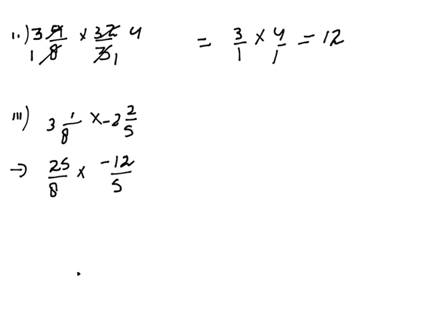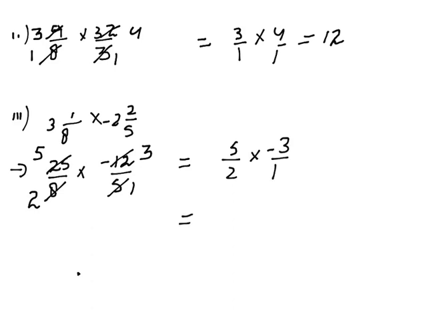Here we can simplify 25 and 5. Here we will get 5, 1 and here we will get 5. Similarly, we can simplify with 4 as a common factor between these two. So we will get 3 over here and 2 over here. Now we have nothing that we can change in the simplest form. So we have 5 by 2 times minus 3 by 1.